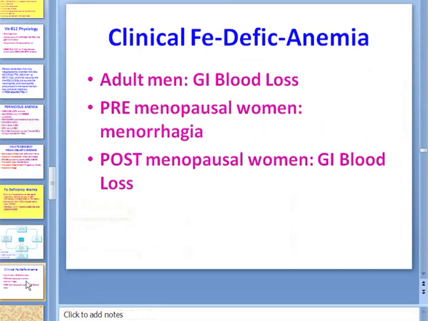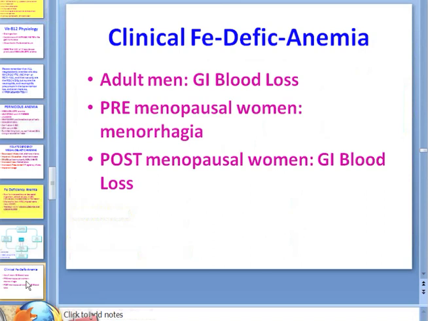Who gets iron deficiency anemia? Assuming that there's enough iron in American diets, which there is, by the way, it's people who bleed. So here's what you do. A guy comes into your office, an adult, and he has iron deficiency anemia. You refer him directly to the GI doctor. Why? Because almost all, let's say 90%, of iron deficient men are slowly losing blood through their GI tract and they don't even know it.